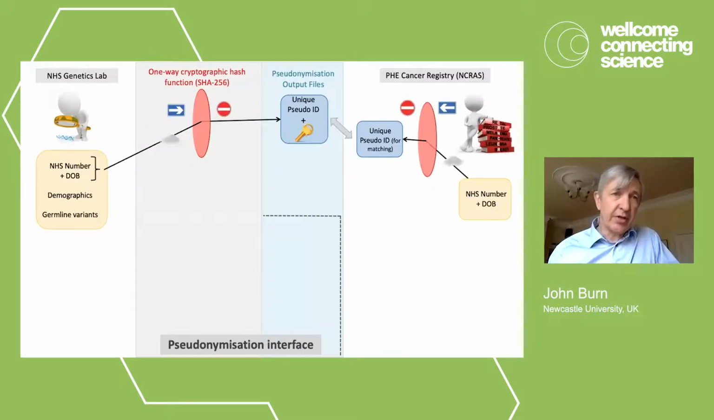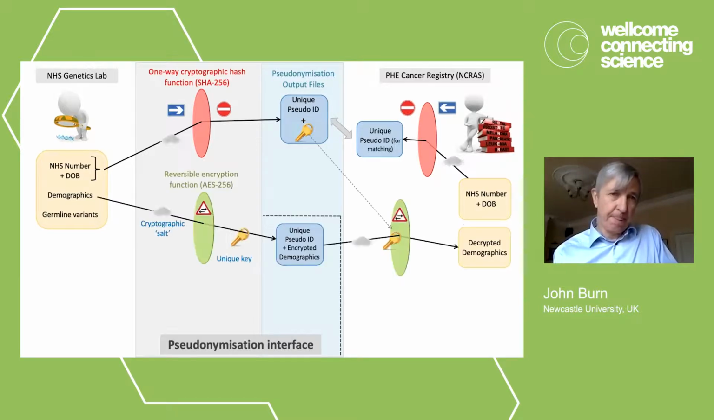So the idea is that we then would go to our NHS laboratories and take the data from the NHS lab on NHS number and date of birth, put it through that cryptographic hash function, making it an impenetrable code, and use exactly the same process at the cancer registry to produce the same unique pseudo ID. And this data could be shared across the genome, across the internet, without fear of patients' identity being released.